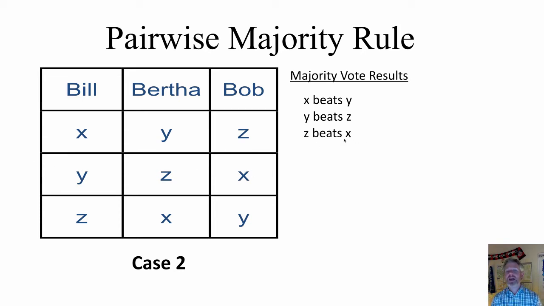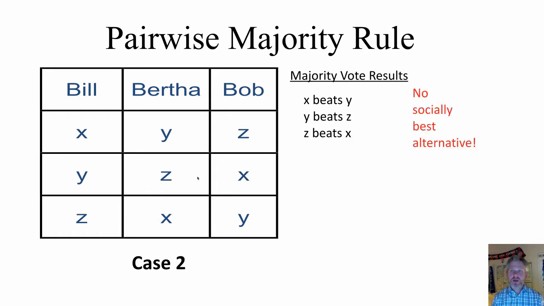Now let's run the last combination we haven't run yet. Z versus X. So here, Bill prefers X to Z. Bertha prefers Z to X. And Bob prefers Z to X. So Z beats X.